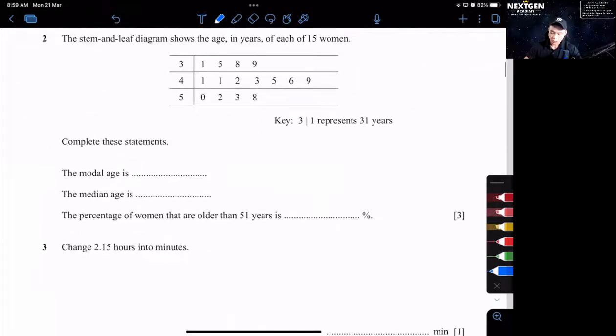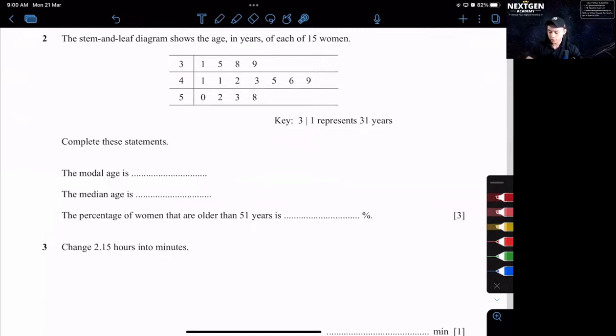Question 2. A stem and leaf diagram shows the age in years of each of 15 women. Make sure you know how to read the stem and leaf diagram. So this is 15 women and their ages: 31, 35, 38, 39, and so on. And then this is the key. If we read 3-1, this represents 31 years old. Okay, so complete this statement.